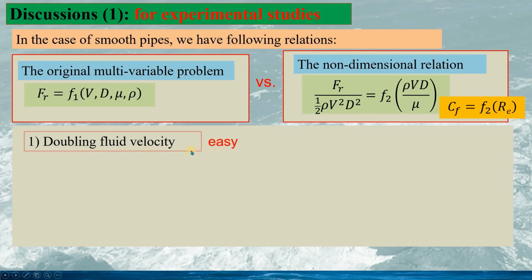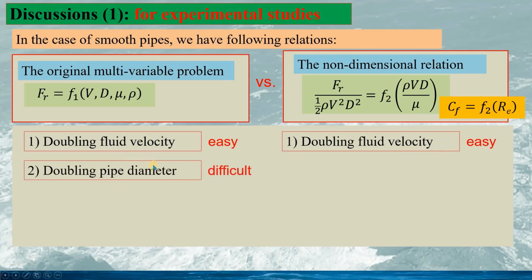So, for studying the problem in the direct fluid dynamics, we need to change the fluid velocity. This is easy in the experiment. And for the relation between these two non-dimensional parameters, this can also be done by changing the fluid velocity. This is easy again. If we want to change the pipe diameter, it would be difficult in the experiment because we need to change the model for the experiment. And if we have to examine many pipe diameters, we would have many models for testing.